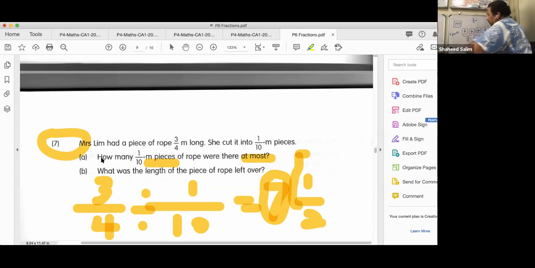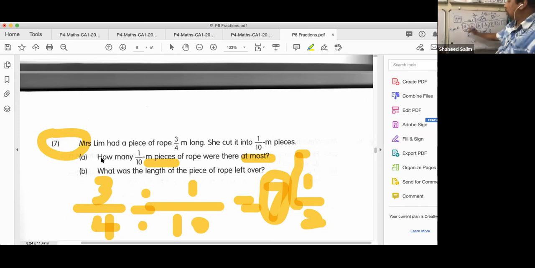Half the length. So you want to find half. What is half of this? Half of this is 1 over 2 times 1 over 10, which is 1 over 20. That is one correct way of finding the answer. Or you find the total of these 7: 1 over 10 times 7. Why 7? Because there are 7 pieces. So you get 7 over 10 meters. So how to find the remainder? 3/4 is what you have at first.